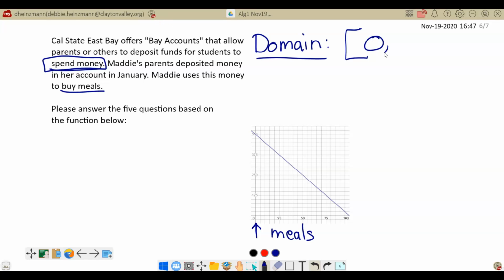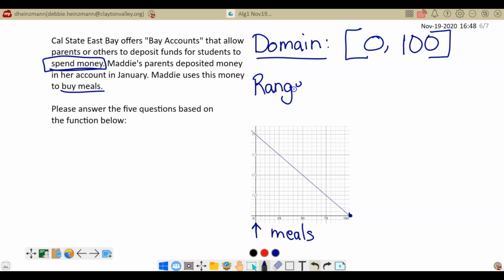Well, you also have an endpoint. This function doesn't go on forever. They're telling you how much money that you have, and they're telling you how much each meal is. So there is a limit to the number of meals you can buy, and that number is 100. And because you can actually buy 100 meals, you have to close your interval with another bracket. Okay, so now let's look at the range.